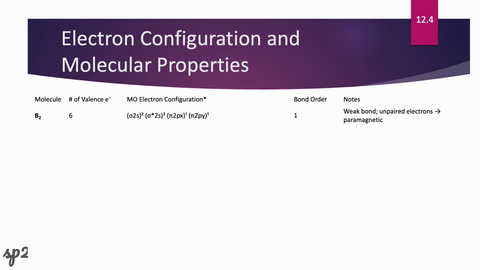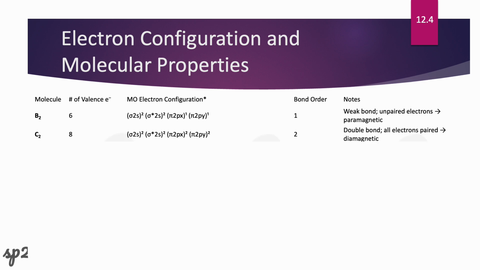So take a look at your B2, boron, where we have 6 valence electrons here. Your electron configuration is going to be the following. As you can see, you've got sigma 2s with 2 electrons, and then we have sigma star 2s with 2 electrons. And then for your pi 2px and pi 2py that are degenerate, each of them is going to have 1 electron. When you calculate the bond order, it would be 1, which means that we have a weak bond, right? And because we have unpaired electrons, it's going to be paramagnetic.